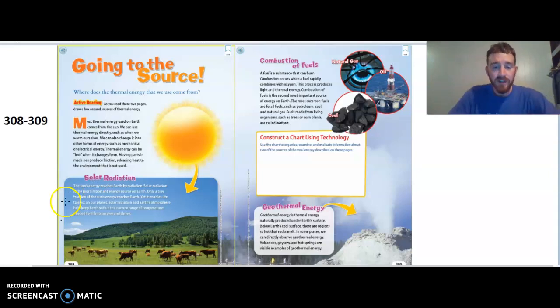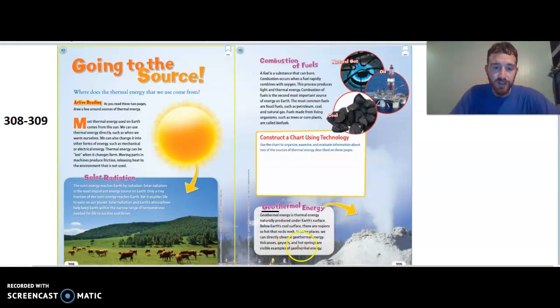Okay, I'm going to go down here to the bottom before we get to the combustion fuels, but another main source of natural heat is called geothermal energy. Now this isn't quite as much as the sun's radiation, but geothermal energy, geo, remember what that means? It means the earth. Geo, like geography, is the study of the earth or mapping. And geothermal energy means heat that comes from the earth. So geothermal energy is thermal energy naturally produced under Earth's surface.